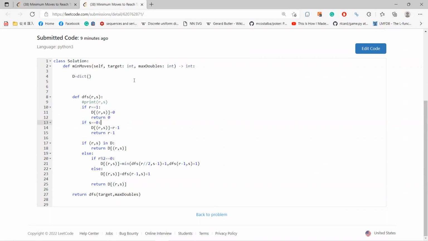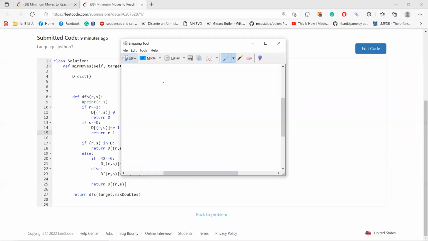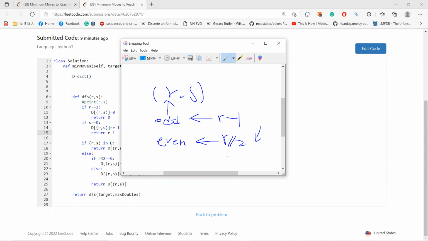If S is 0, that means the max double is 0, so you don't have any way to do this. You can only return R minus 1. Otherwise, you have 2 choices. If R is odd, then the only way is that it comes from R minus 1. If it's even, then there are 2 possibilities: it comes from R divided by 2 and uses 1 maximum double, or it directly comes from R minus 1. So you got 2 ways.